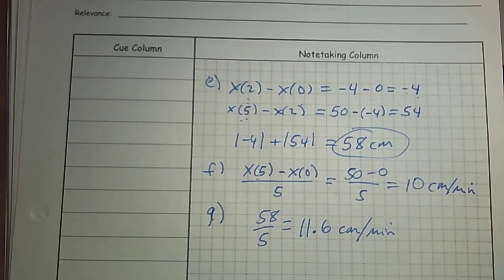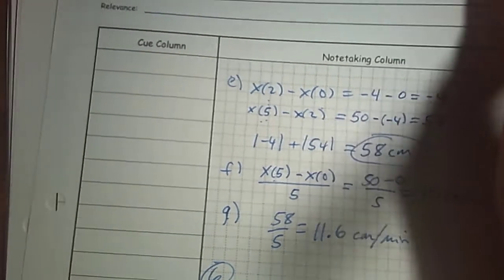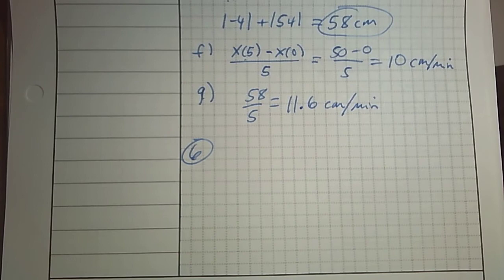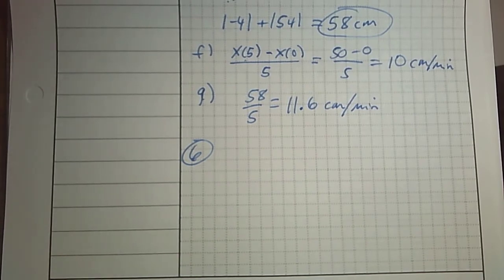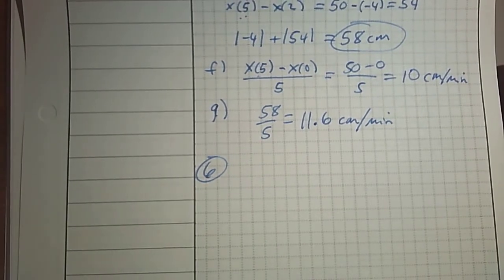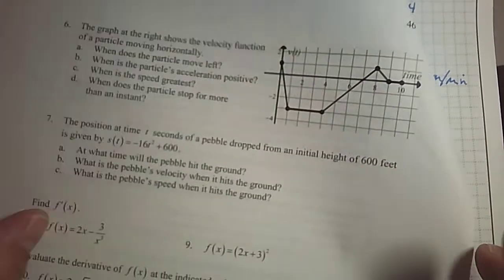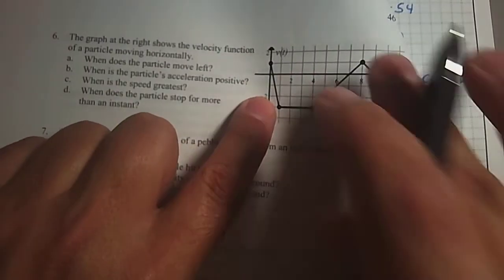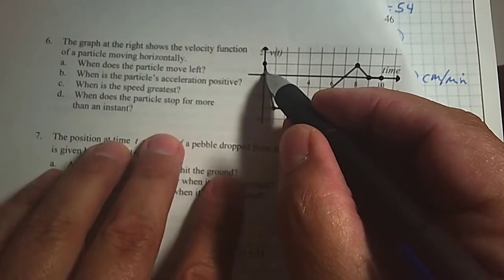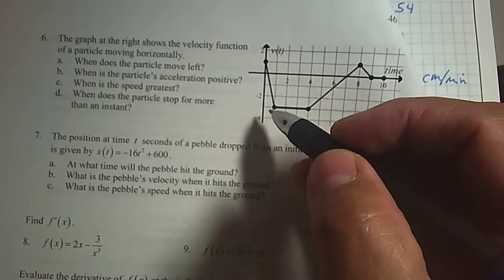All right, number 6. In number 6, the graph at the right shows the velocity function of a particle moving horizontally. So you're looking at a velocity graph. So let's just first understand a velocity graph when we look at it. So this is not the position. So when this velocity graph is above the axes, it's moving to the right. When it's below, it's moving to the left.